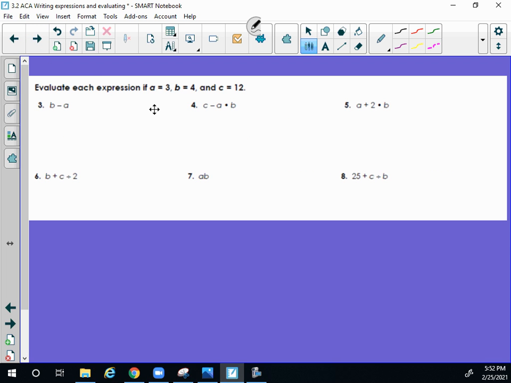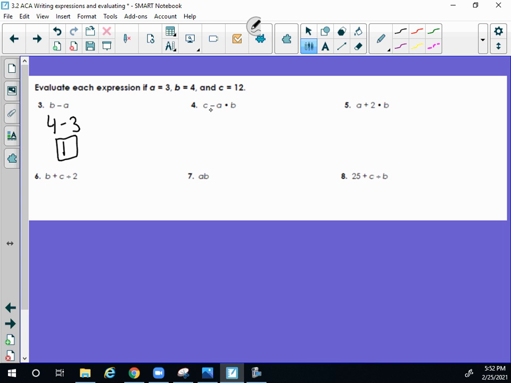All right, on this page, we are just going to evaluate the expressions that they give us. So it tells us the amount for each variable. So A is 3, B is 4, and C is 12. We're going to use this information to evaluate these expressions down here. For example, on number 3, it tells me that B is 4, so I'm going to plug in 4, and it tells me that A is 3, so minus 3. 4 minus 3 is 1, so that's our answer.